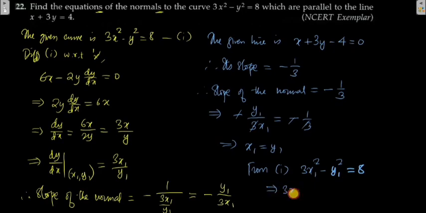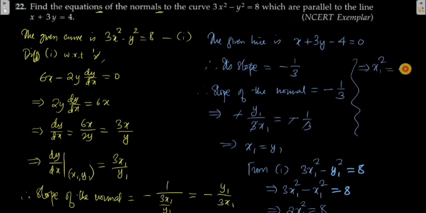So we have 3x1 square. Now we have y1. Can I write x1 in place of y1? Yes, so in place of y1 I'm going to write x1 square is equal to 8. So this turns out to be 2x1 square is equal to 8. So from here x1 square turns out to be 4.